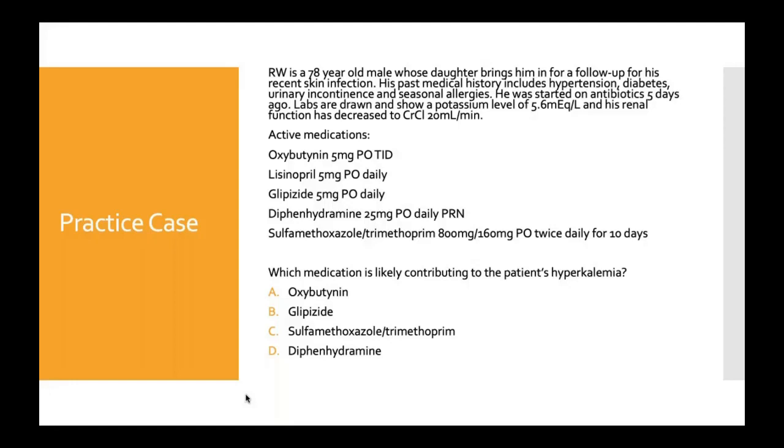All right, so the correct answer for this is C, the sulfamethoxazole with trimethoprim. The patient has poor kidney function, and he's also on lisinopril, so that can increase his risk for developing hyperkalemia.